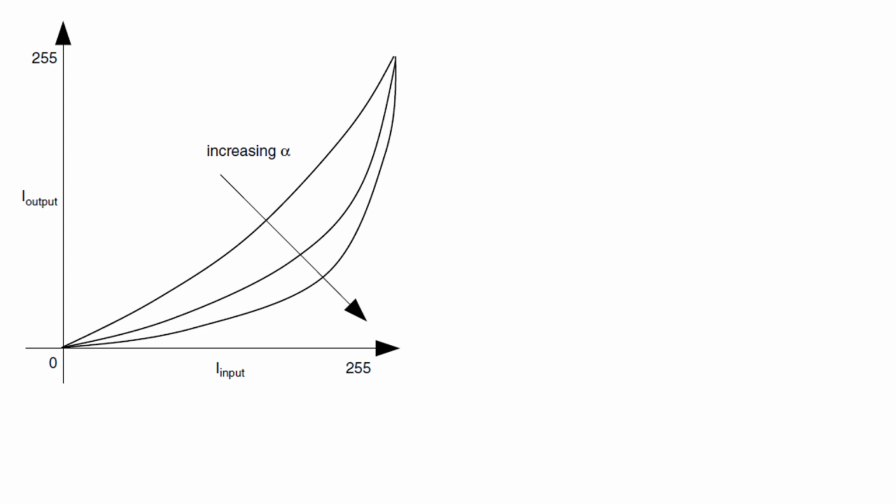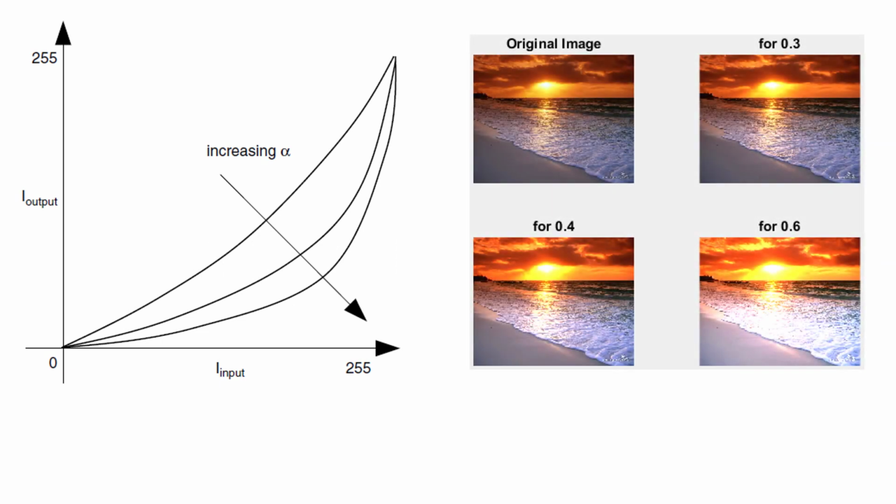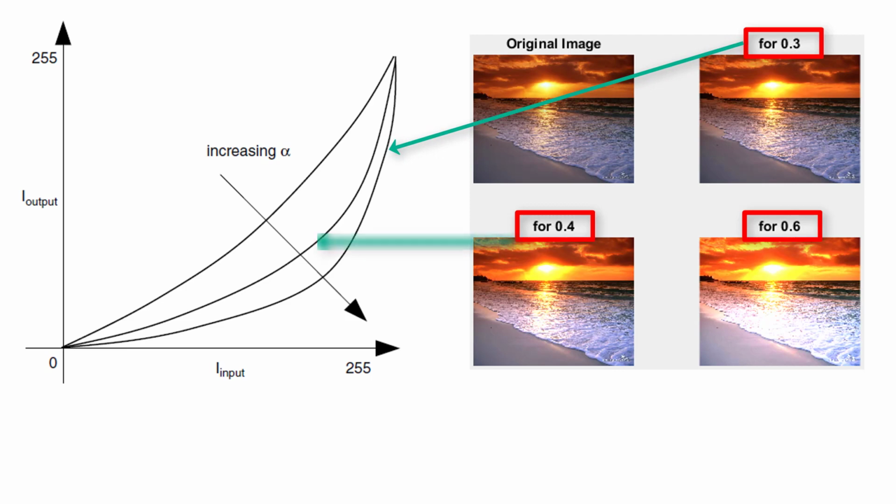This is the diagram of our exponential function, and this is the result we found after performing exponential transformation. 0.3, 0.4, and 0.6 represent the value of alpha. Alpha equals 0.3 produced this curve, alpha equals 0.4 produced this one, and alpha equals 0.6 produced this curve.